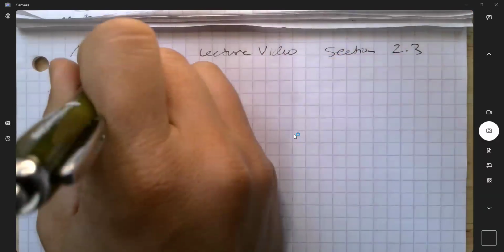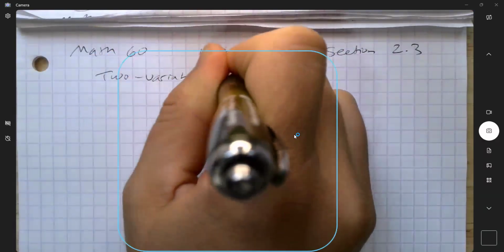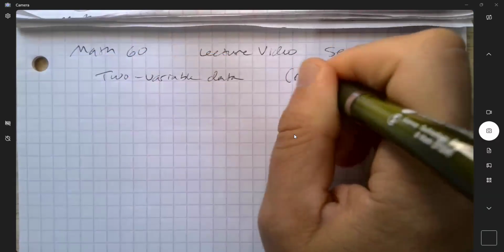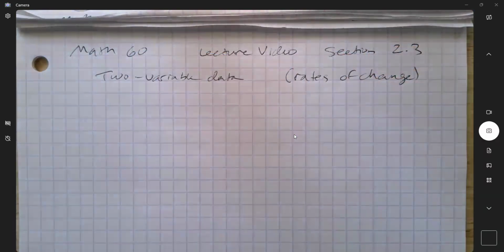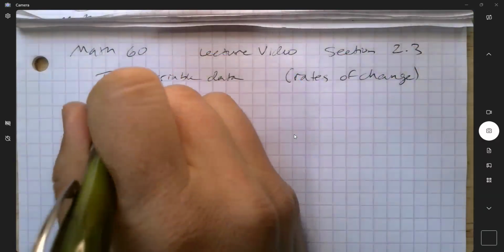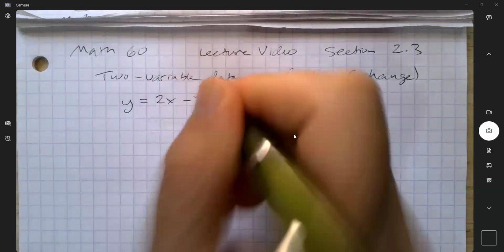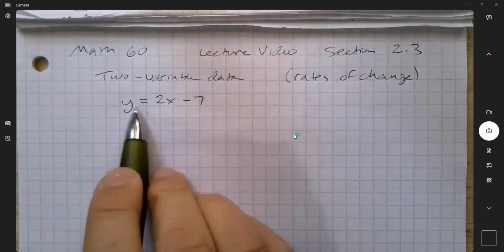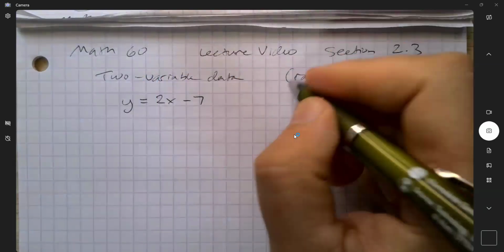2.3, which is about two variable data and also rates of change, but I'm not going to talk much about rates of change. We'll focus on two variable data. So we've been talking about equations that have two variables, like y equals 2x minus 7, and learning how to plot those on a graph.